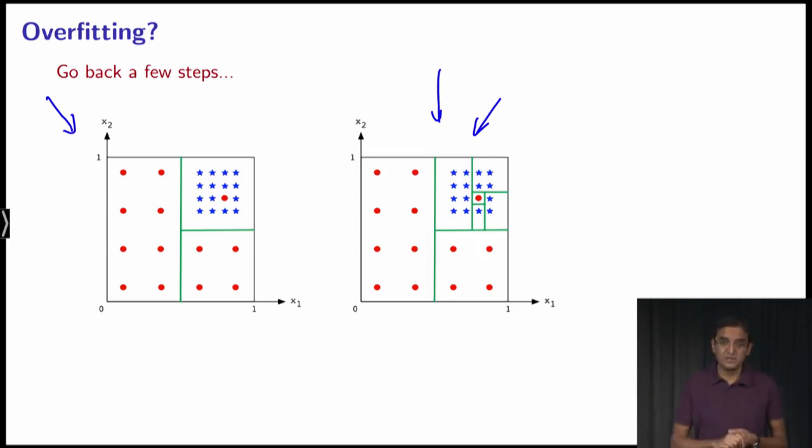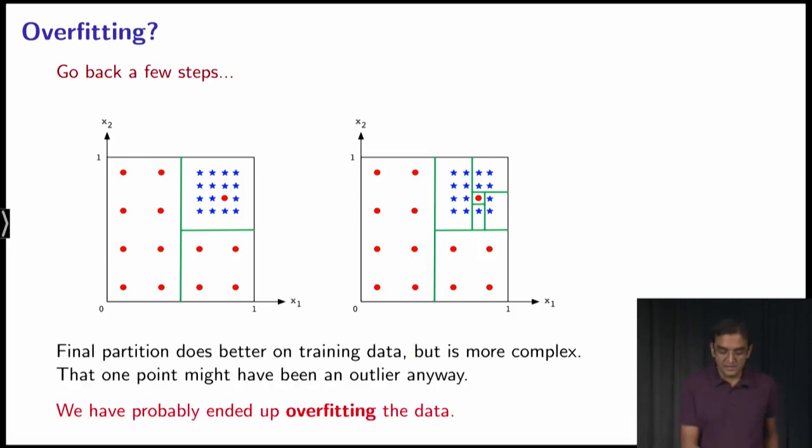I mean, on the one on the right, we just have that one extra point that we correctly classified, and we had to work very hard to get that last red point correct. Was it worth the effort? Probably not. That point might just be an outlier anyway. So there's a good chance that the tree on the right ended up overfitting the data.